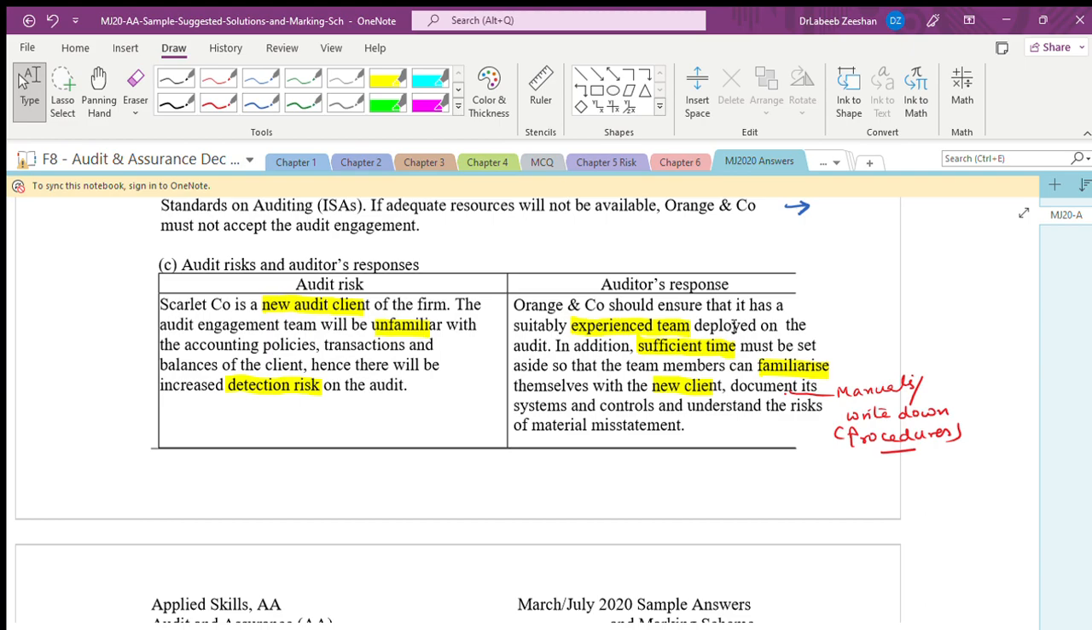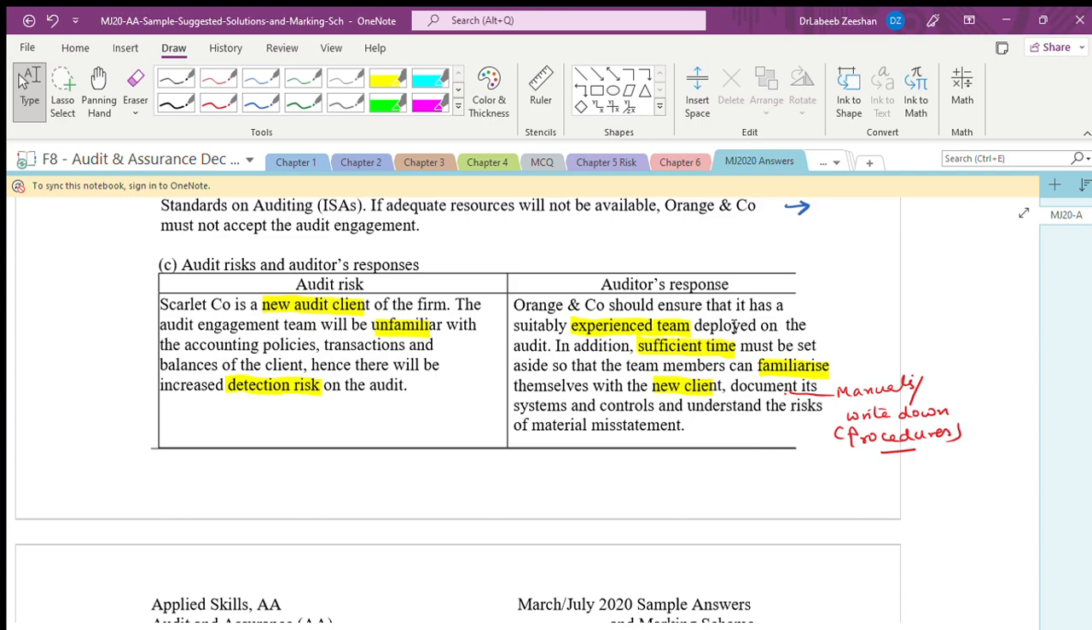This is a general question. What is the first general question? What is the risk? We are new to the audit. We should understand that we are not familiar with the policies and transactions of the balance sheet. It will increase which type of risk? Detection risk. What is the response?